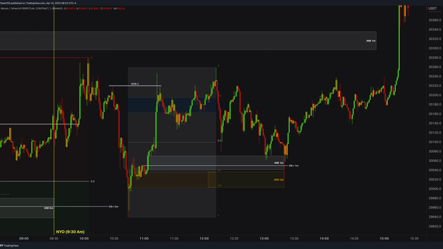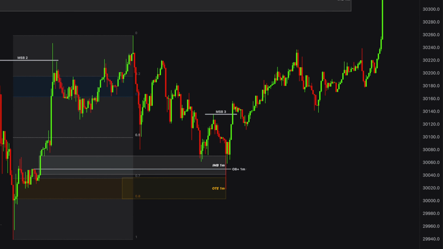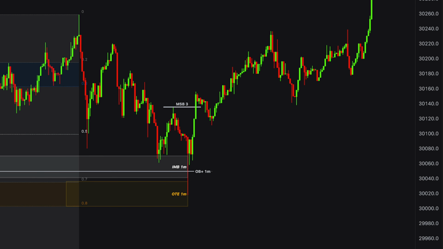Right after that, notice what happens. Our third market structure break. So basically, 3 market structure breaks, one after another. See the break here: 3 huge candlesticks with powerful displacement and extremely large imbalance.